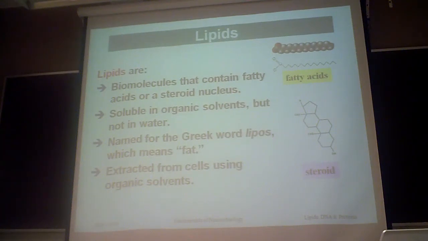And these lipids typically are soluble in organic solvents, typically not in water. So when you cut the chicken up, lots of fat, you remove the fat because they are not supposed to be very good for you.